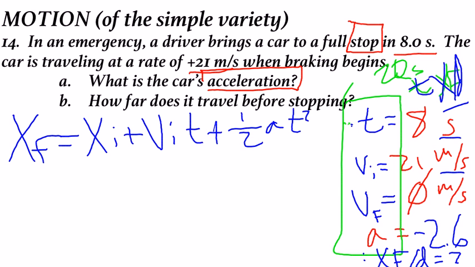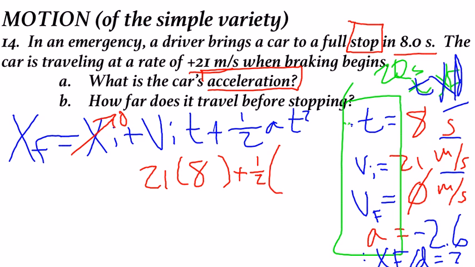All right, let's cross out what we don't need. Mr. Spudik, they don't give us initial position. Well, yes, you're right. So then it's 0. Initial velocity is not 0. It's going to be 21. So we need to plug that in. 21. Our time is going to be 8 plus 1/2. Our acceleration is negative. It's very important you put the acceleration. It's slowing down, so it's going to slow down and have a much different distance than if it was not.